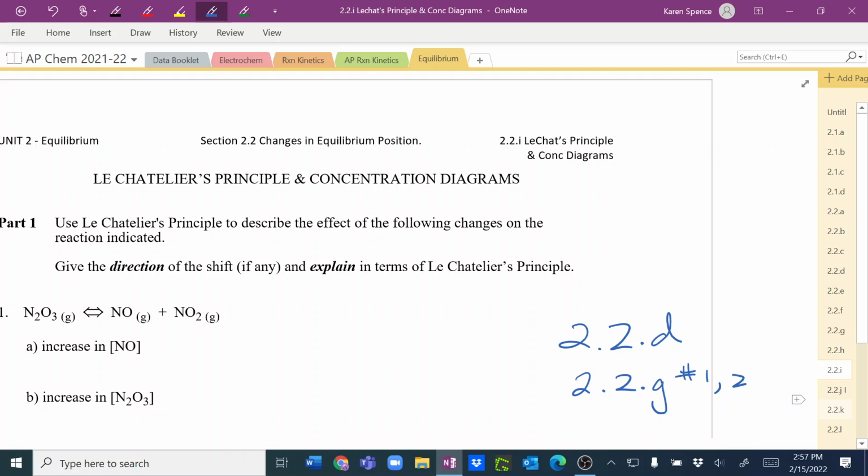It can be approached from either direction, which I always find a little bit silly, but it can be. You can start with products and end up at equilibrium. You can start with reactants and end up at equilibrium.